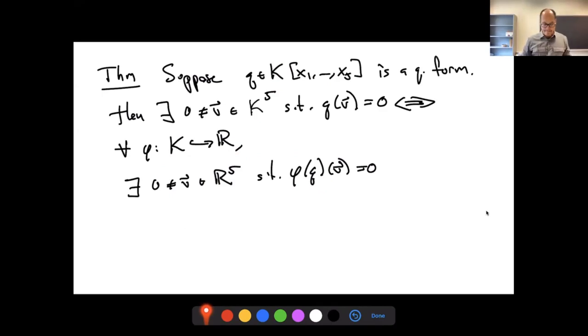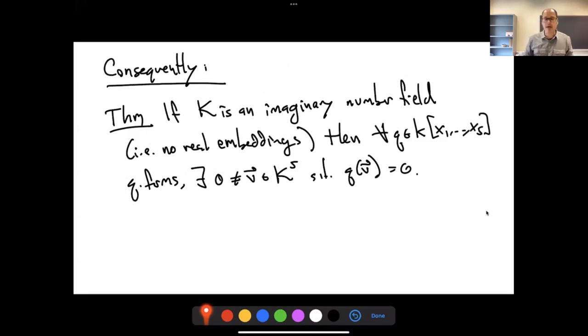All right. In particular, in the case of an imaginary number field, so something like Q adjoin the square root of -5, the simplest possible thing happens, which is that with 5 variables, there are no real embeddings, so you always have a non-trivial 0.